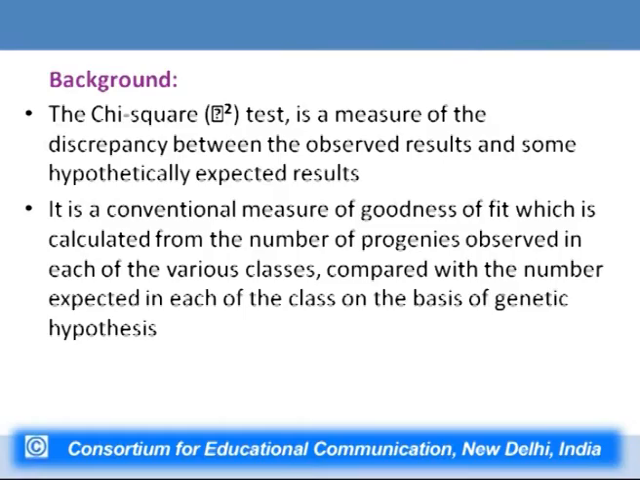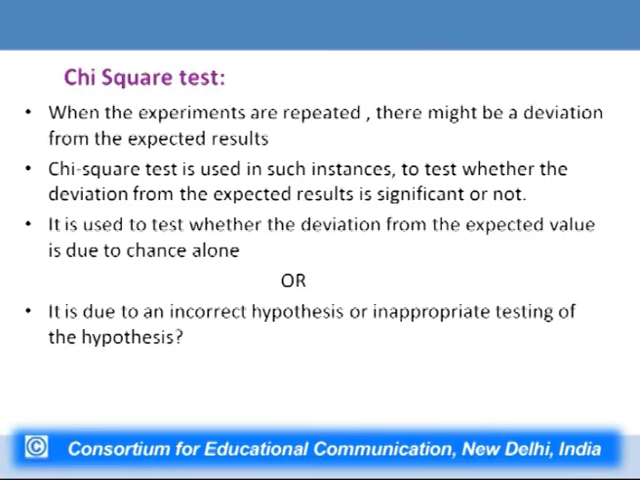When the experiments are repeated again and again, there might occur a deviation from the expected result. This is a normal occurrence in the scientific world. We cannot always get a 3:1 ratio for a monohybrid cross or an exact 9:3:3:1 ratio for a dihybrid cross. So, the chi-square test is used in such instances to test whether the deviation is significant or not.